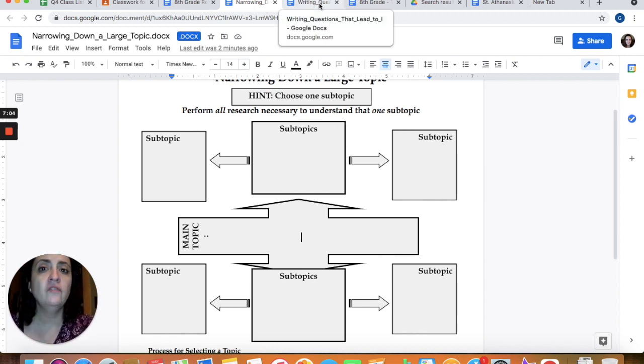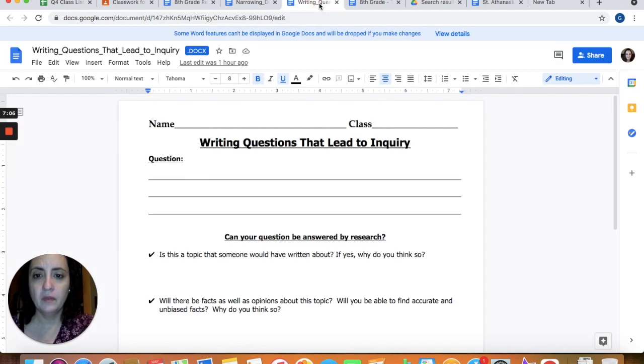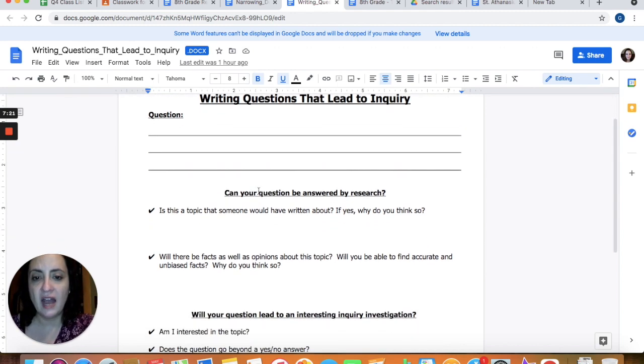Then once you have a narrower topic, you have to decide what you are going to say about this topic, or what question you want to ask about it. You could start off with your question, pick a who, what, when, where, why, or how, and then ask yourself, is this a topic that someone would have written about? If yes, why do you think so?